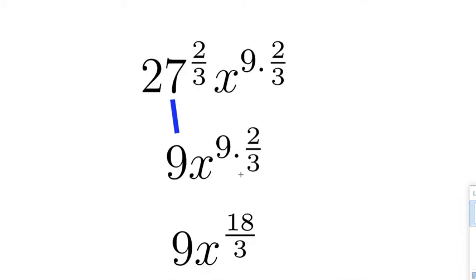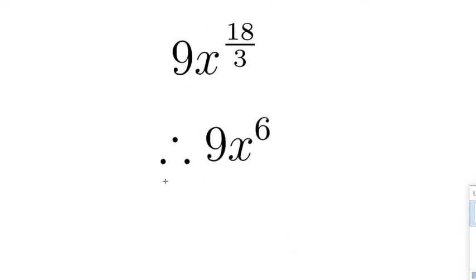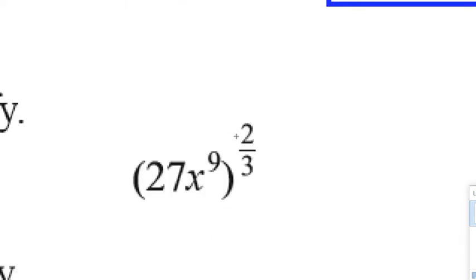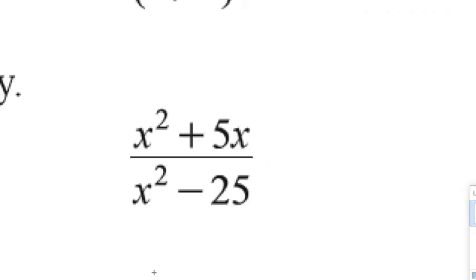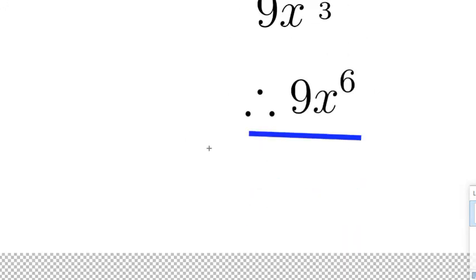9 times 2/3 is 9 times 2 is 18, divided by 3. 18 divided by 3 is 6. And there you go. That's it. So the only thing that individuals might lose a mark on with that, like I said, is not multiplying out both parts. This last one here, and again, thanks for concentrating for this far into this tutorial.